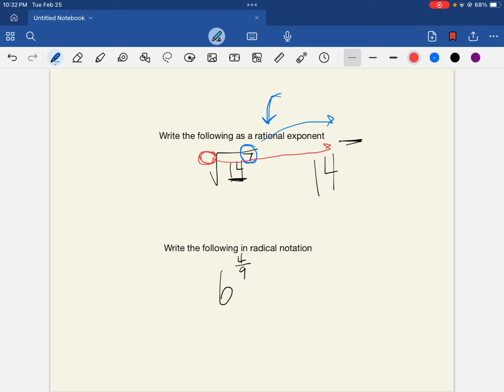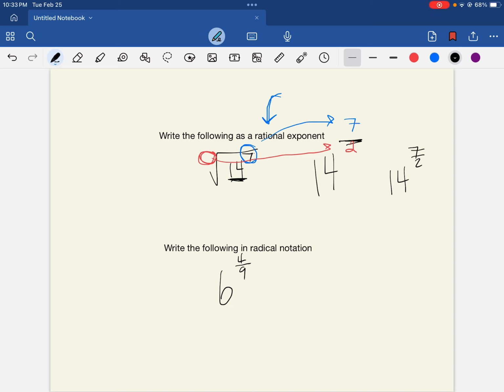So the exponent is 7. I see that right there. I'll put that in the numerator. Then I go and I look at my index. I don't see a number there, so that is the invisible 2 that only appears for radical notation. And I write that 2 in the exponent, the denominator. Now, what this turns into is 14 to the 7/2 power.